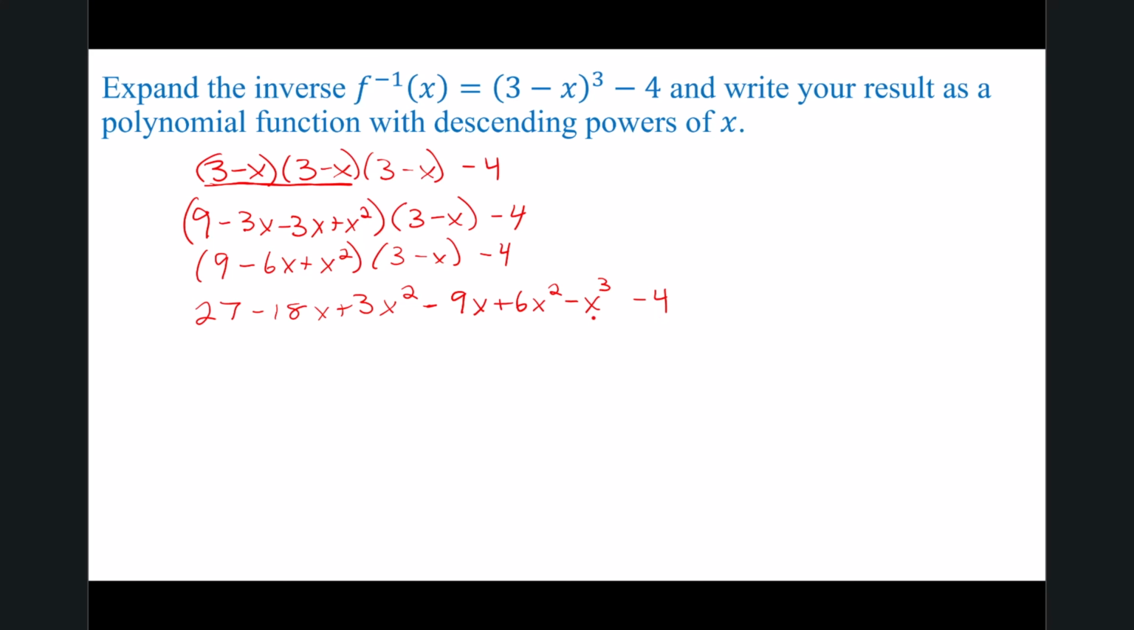And now I'll combine all my like terms. So x cubed, we have negative x cubed. The x squared, we have 3x squared plus 6x squared gives us 9x squared. The x's, we have negative 18x minus 9x gives us negative 27x. And for the constants, we have 27 minus 4, which is 23. So this is another way to write the inverse of f.